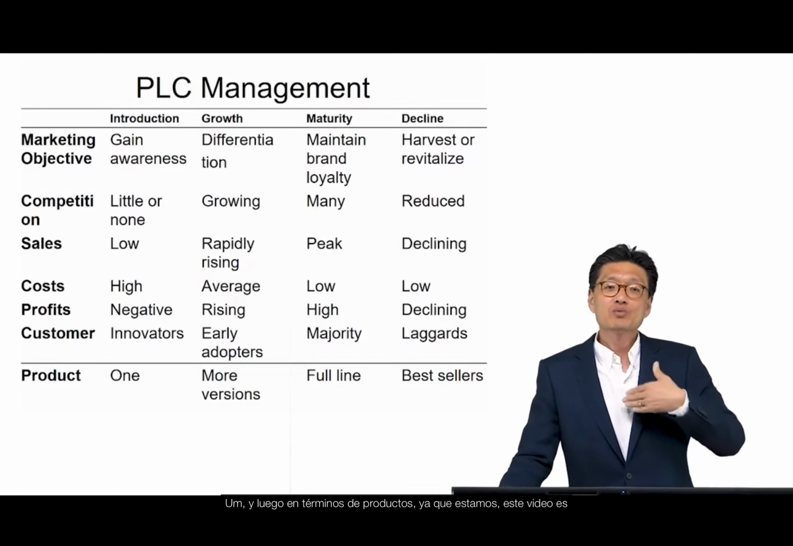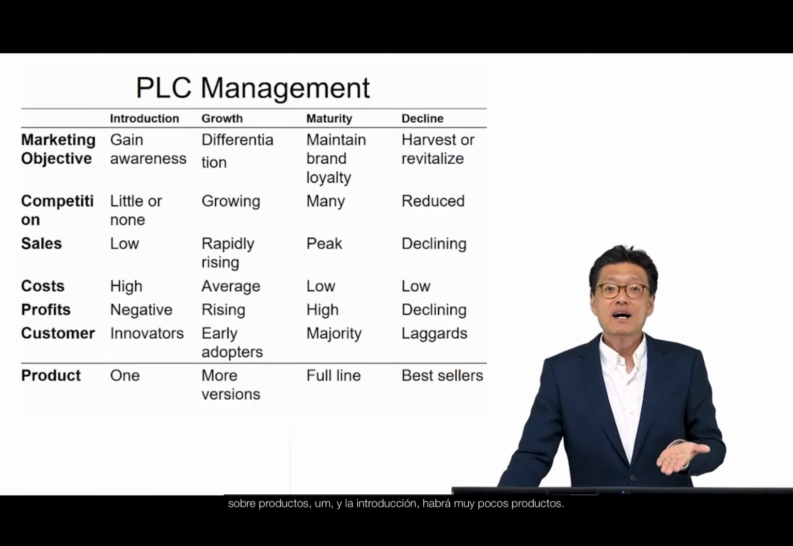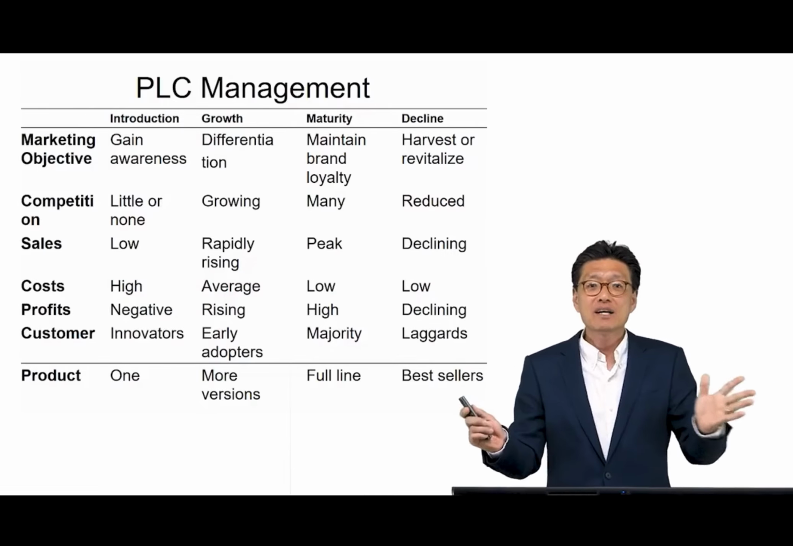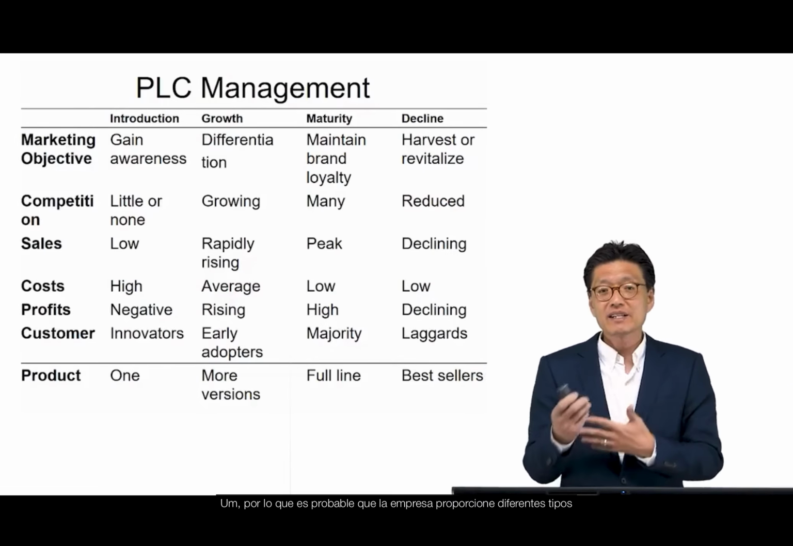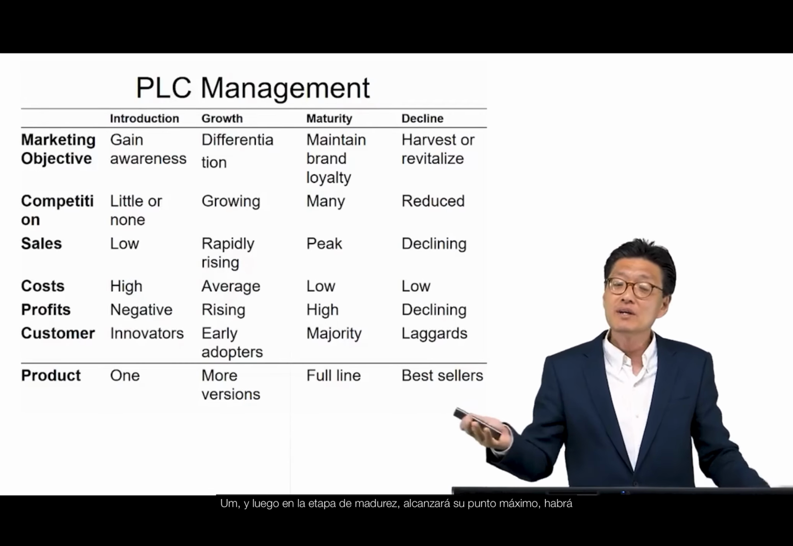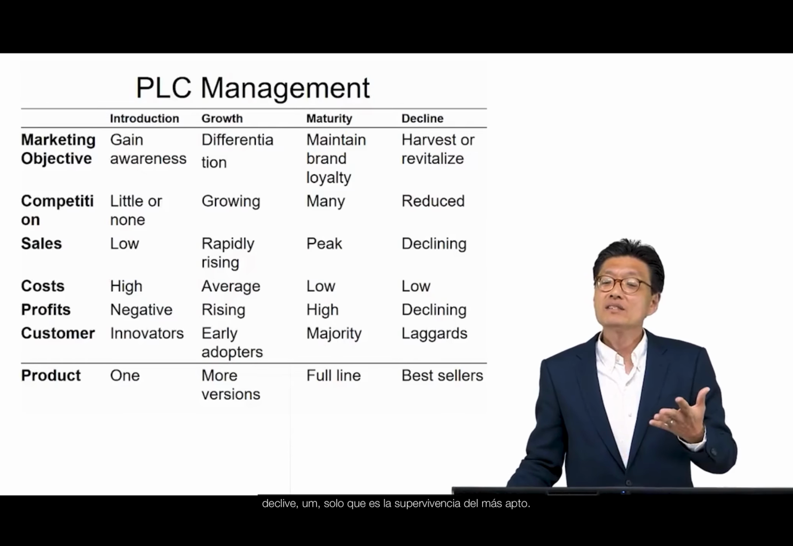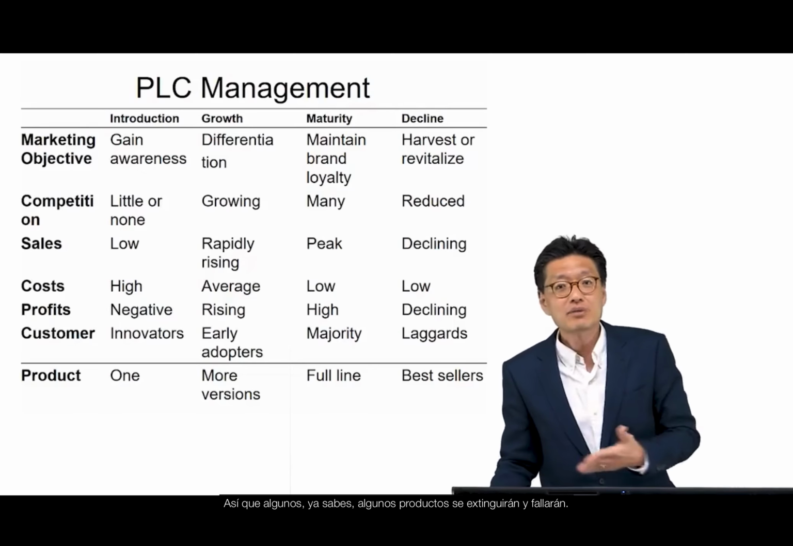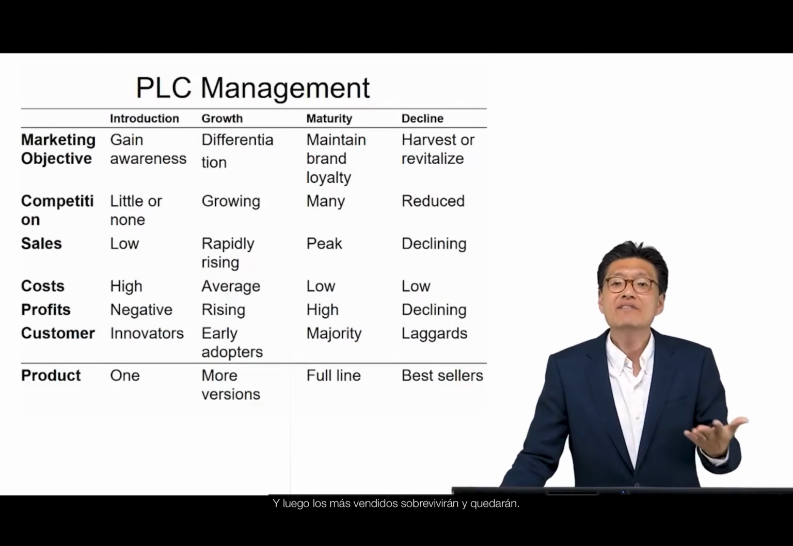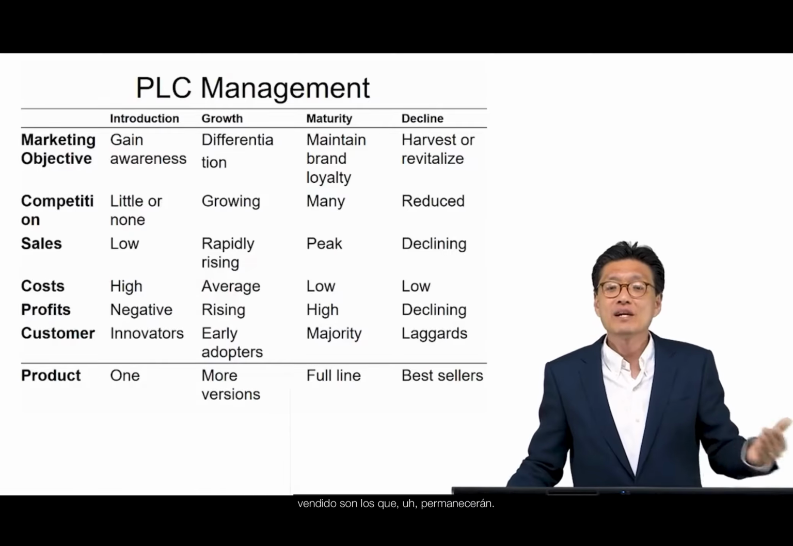And then in terms of products, since this video is on products, in the introduction, there'll be very few products. And then in the growth stage, there'll be more versions. They'll be branching out. So the company is typically likely to provide different types of versions. And then at the maturity stage, it'll peak. There'll be a full line, a full version. And then at the decline stage, it's the survival of the fittest. So some products will die out and they'll fail. And then only the best sellers will survive and be left over. So that's why at the decline stage, the best sellers are the ones that will be remaining.